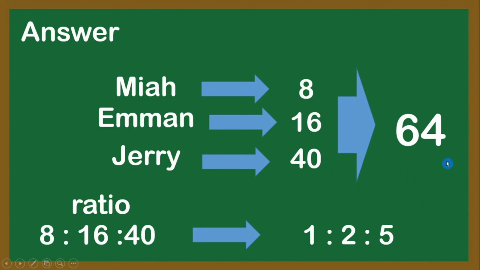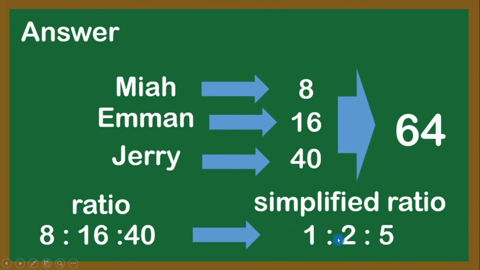The whole 64 is divided to Mia, Eman, and Jerry according to the ratio given in the word problem. So you will see here the ratio as 8 is to 16 is to 40 is simplified to the ratio as 1 is to 2 is to 5.